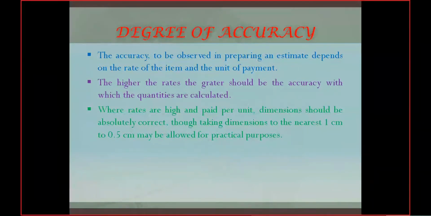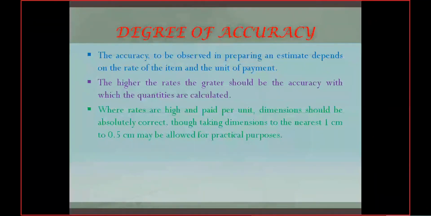If you remember, in your laboratories we consider the least measurement. Like that we need to take here. When the rate is high, we need to consider up to the nearest 1 centimeter to 0.5 centimeter. That means 1 centimeter to half centimeter, the least measurement we need to consider.